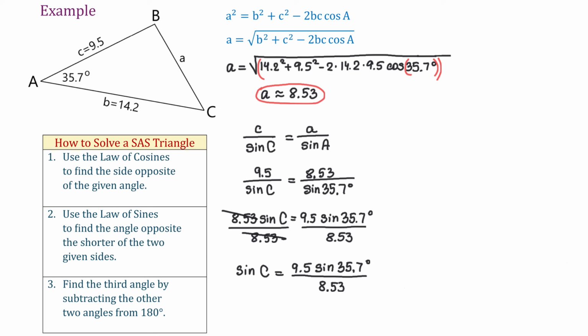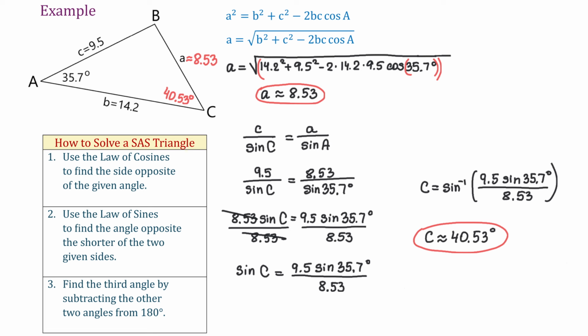8.53. Now to find C, we will use the inverse sine of 9.5 sine of 35.7 degrees over 8.53. Again, have the calculator in degree mode, and C will be approximately 40.53 degrees. So far we found side A and angle C.